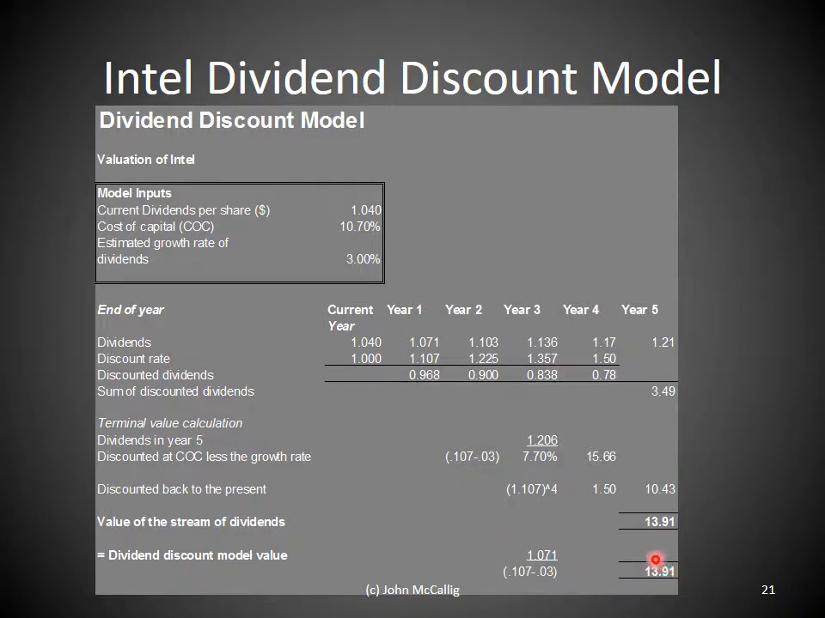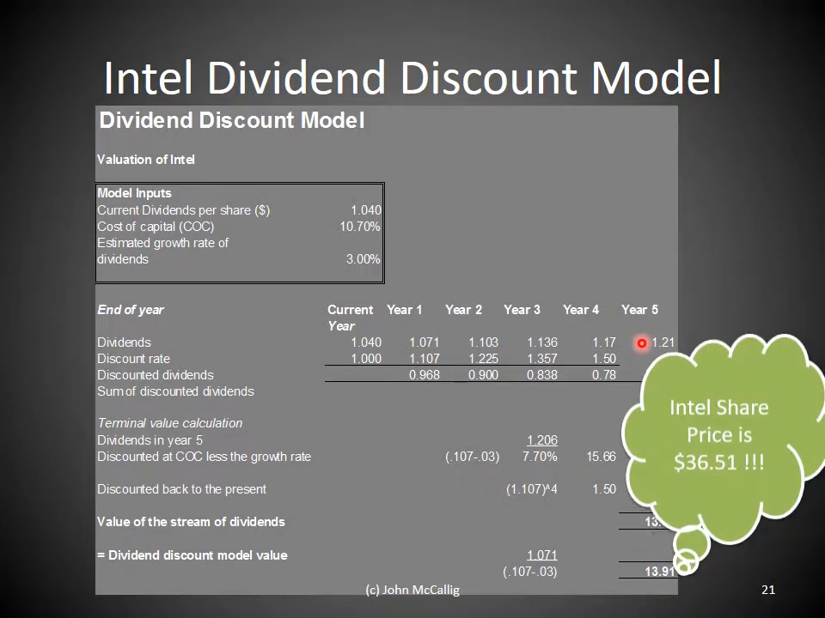But this shows you how you can use a 2-stage discount model. We only need to vary this growth rate here, and then you have a 2-stage discount model, and you can split it wherever you want. So that's an example of a dividend discount model for Intel. As we saw before, Intel's price is $36, so $13.91 obviously doesn't capture all the value that's in Intel shares.